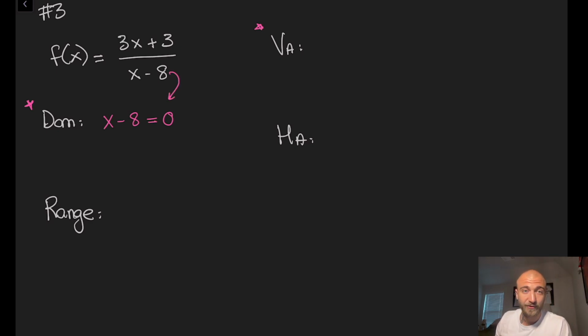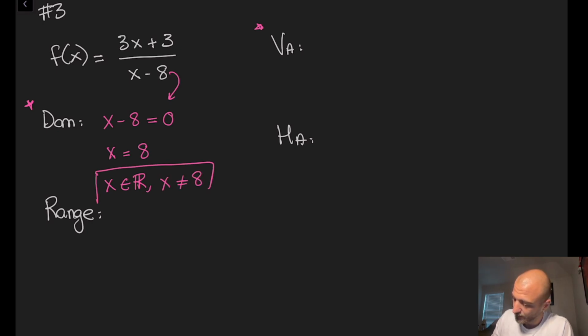So let's just set that equal to 0 for a second, and we can really quickly see that when x is equal to 8, 8 minus 8 is 0, that breaks the function. So the domain for this function is all real values of x, such that x does not equal 8. Nice. There's the domain. Nice and quick.